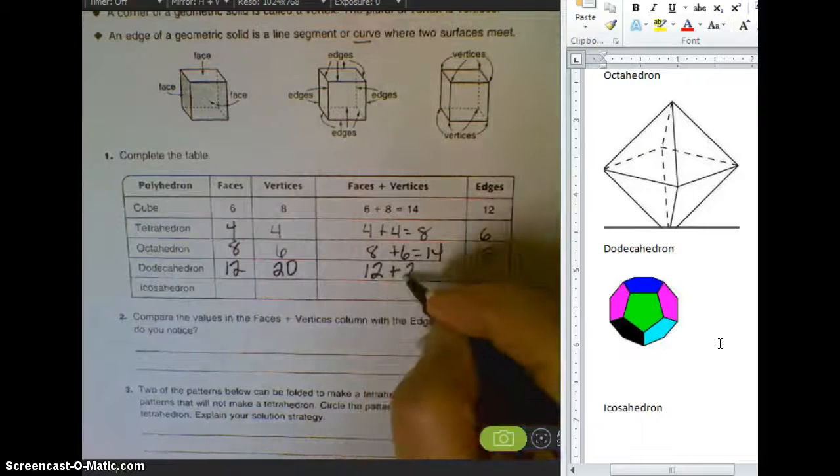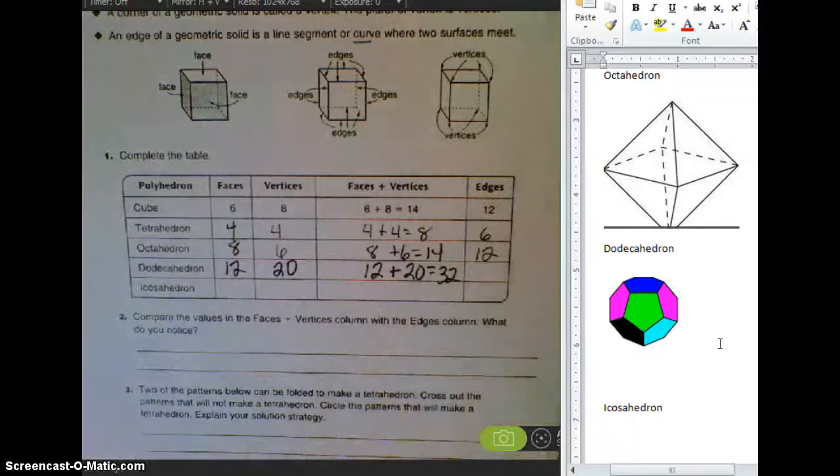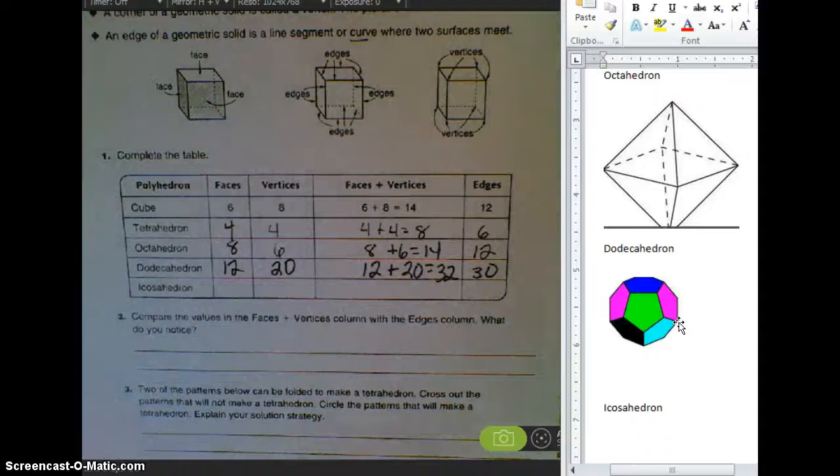12 plus 20 is going to equal 32. Number of edges. Okay. The edges. Here we go with our 5, 5, and then the other side is 10, 15, 20, 25, 30. We should have, when we're done, 30 edges on the dodecahedron.